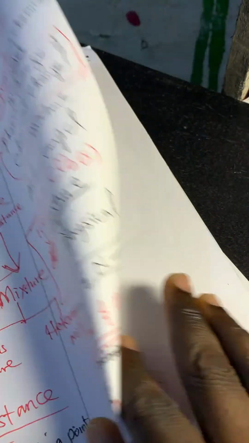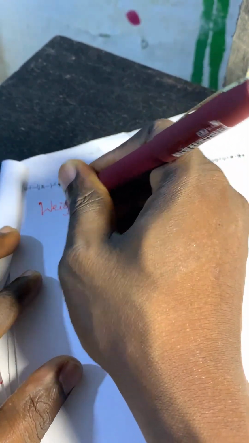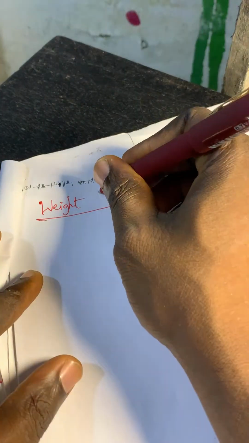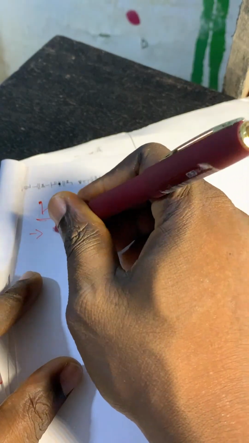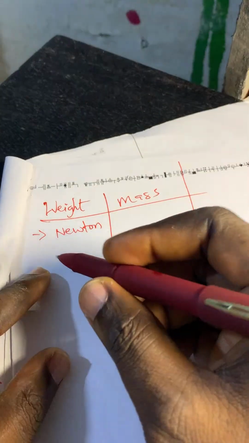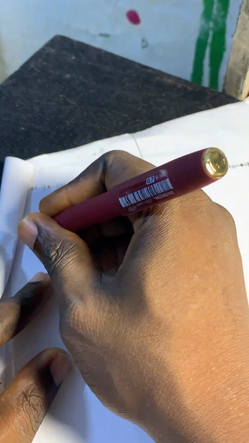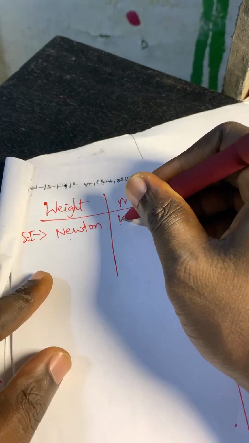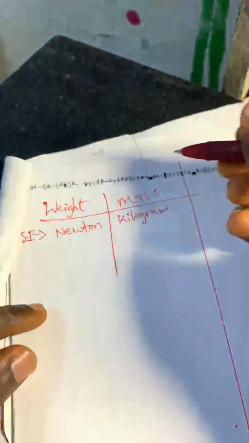If I ask you as a science student to differentiate the two, you should be able to tell me the SI unit. Weight is measured in Newton. The SI unit of mass should be kilogram. Then what do we use to measure them?